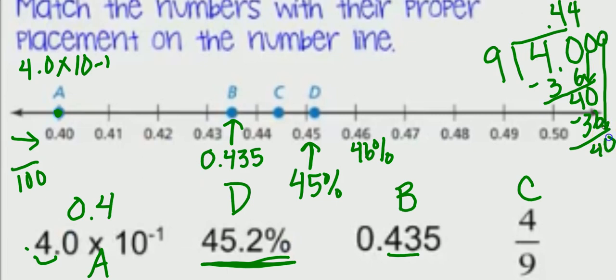Bring down another 0. So you can see that this is a repeating, but it is around 0.444, and it keeps going. So I can also write this as 0.4 repeating. So let's look on our number line where that would be, somewhere after 0.44, in between 0.44 and 0.45. So this is going to be my 4/9. And my answer is C. All right.